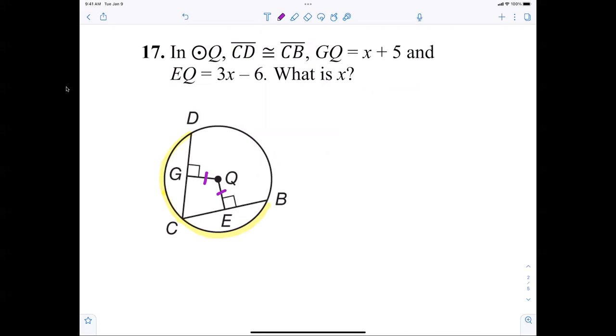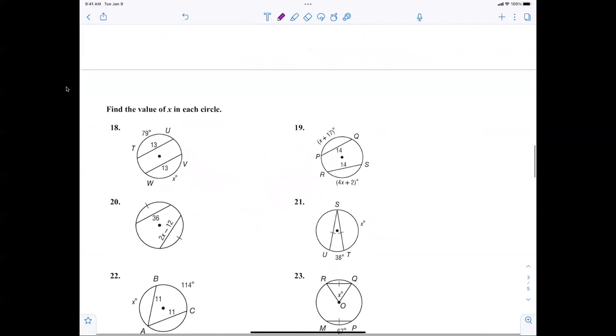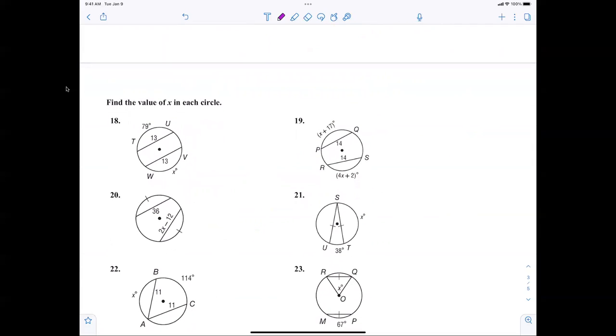So if that's the case, what do we have here? 3x minus 6 equals x plus 5. I like it. So X would just be what? 11 over 2. That's what I like. 11 over 2. All right, that was kind of easy. Let's find something else that might be challenging.